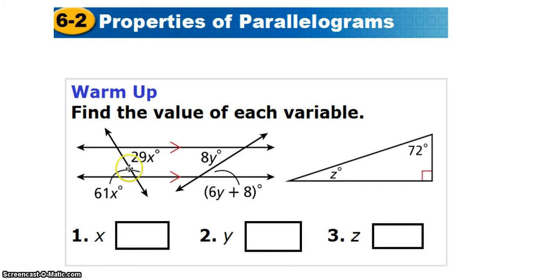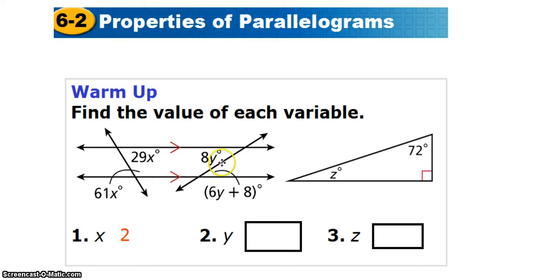Okay, so we know that 29x and 61x are these two angles. They're same side interior angles. Same side interior angles are supplementary. So 29x plus 61x equals 180. 29 plus 61 is 90, isn't it? 90x equals 180, so x is 2.